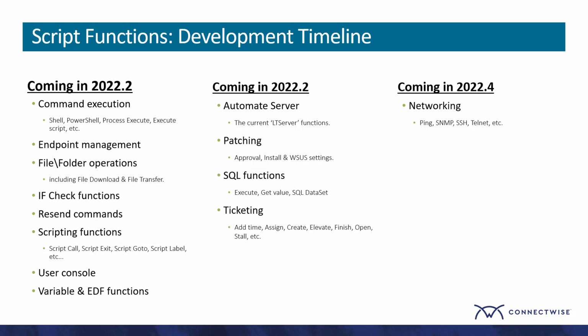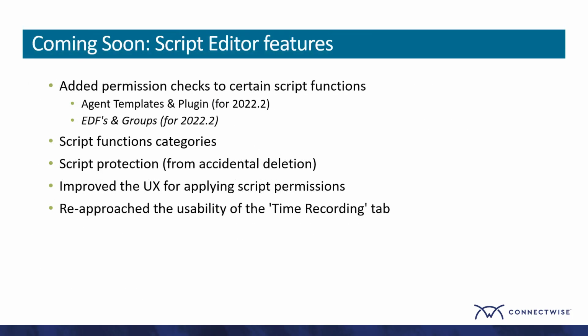Targeting 2022.4, we're going to have some networking functions in the script editor such as ping, SNMP, SSH, telnet, etc. We are also building in some additional intelligence around scripting and permissions. We are adding permission checks for certain script functions. In this way, if the person running the script does not have permissions to certain things like an agent template or a plugin, or certain EDFs or groups, they will not be able to run a script to affect those things.